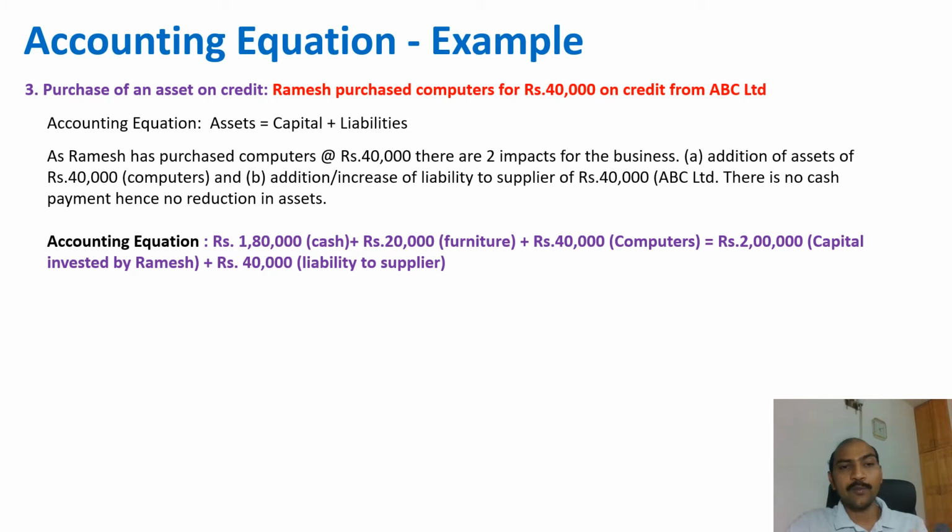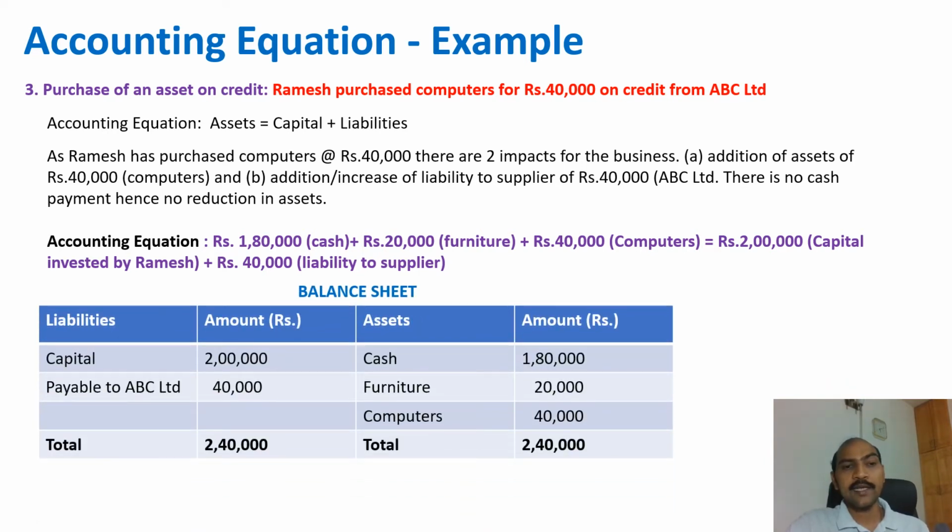So now when we prepare the accounting equation, the cash remains 1,80,000 because you have not paid anything in this transaction. 20,000 rupees furniture is there, and 40,000 rupees computer got added, equal to 2 lakh rupees of capital invested by Ramesh, and 40,000 rupees is the liability we are going to pay to ABC Limited. When you prepare the balance sheet on this date, you can see capital of 2 lakh. Payable to ABC Limited is 40,000, because this is the liability created as it is not paid. Computers were purchased on credit. On the other side, in assets, you have cash 1,80,000, furniture 20,000 rupees, and computer 40,000. So on both sides, it adds up to 2,40,000 rupees.